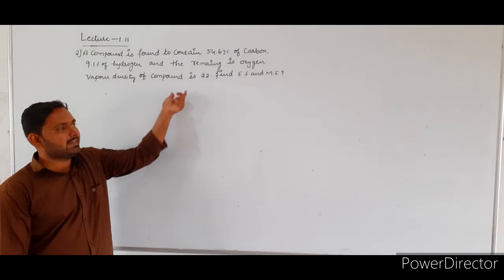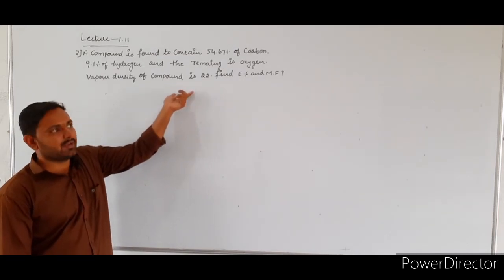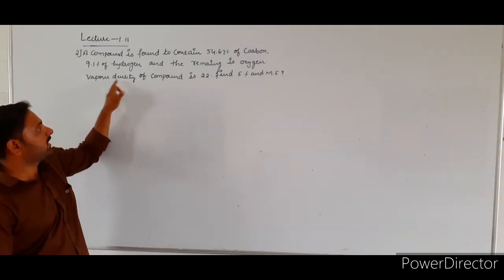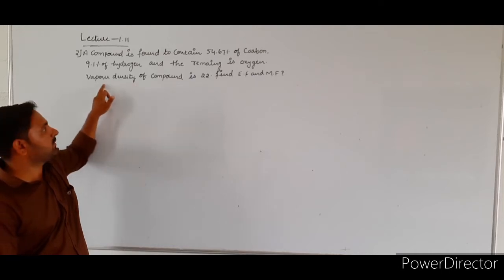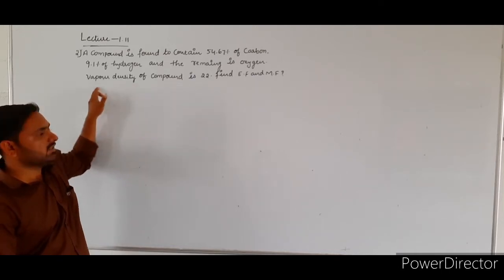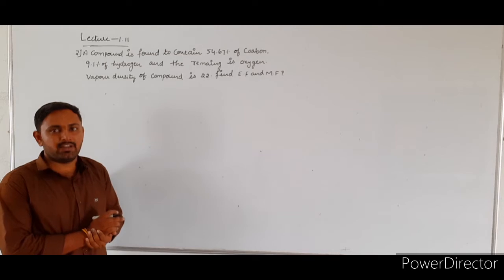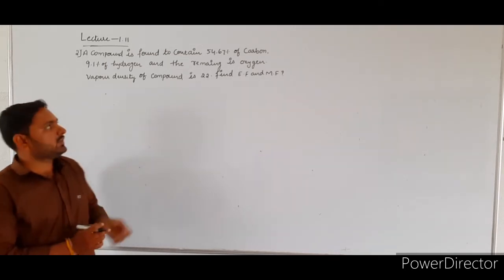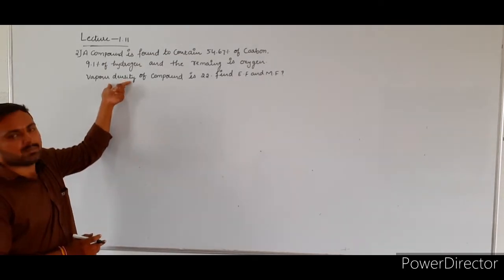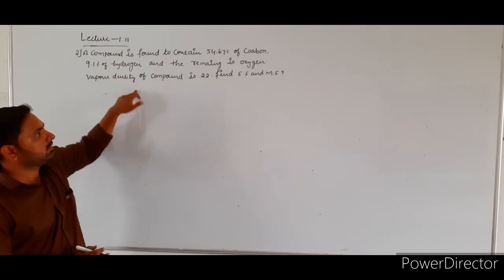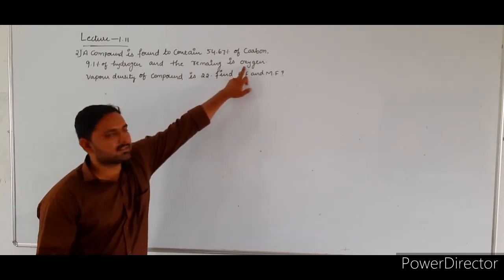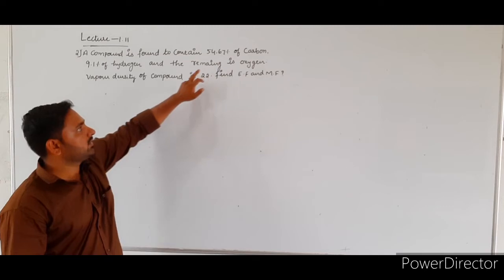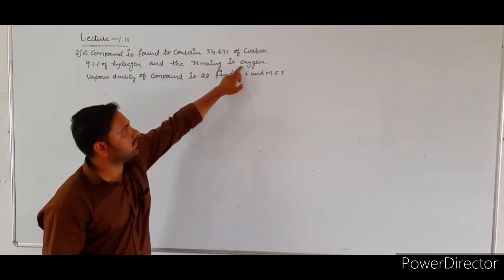It is a little different. Why is it different? Because instead of molar mass, he has given vapor density. If you know the relation between vapor density and molar mass, then you can calculate molar mass easily. Here the oxygen percentage is not given. He is telling the remaining percentage is oxygen.